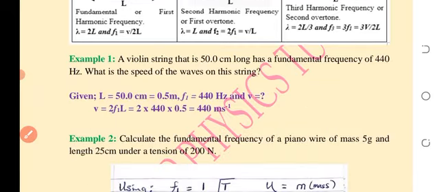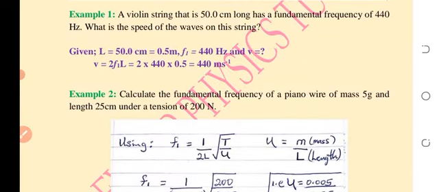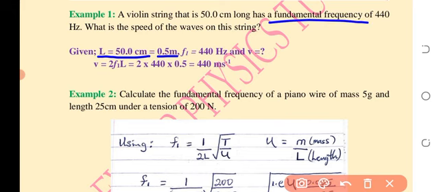Okay, the first question before us says a violin string that is 50 centimeter long has a fundamental frequency of 440 Hz. So we have to calculate the speed of the waves in this string. Now according to the question, length equal to 50 centimeter. Converting to meter, we have 0.5 meter. And we have the fundamental frequency given as 440 Hz. That is our F1.